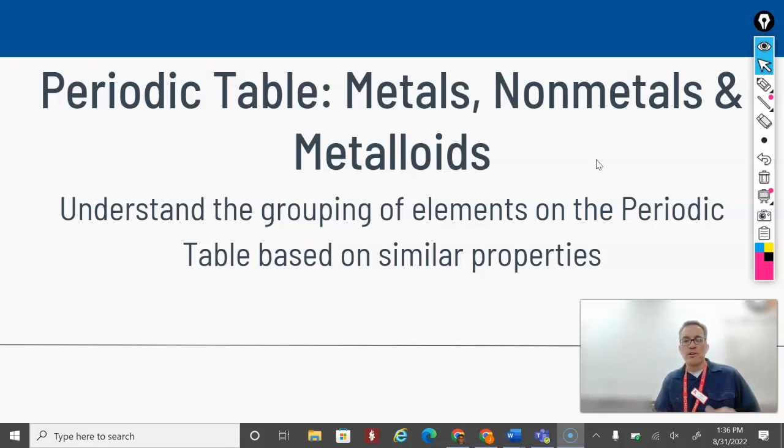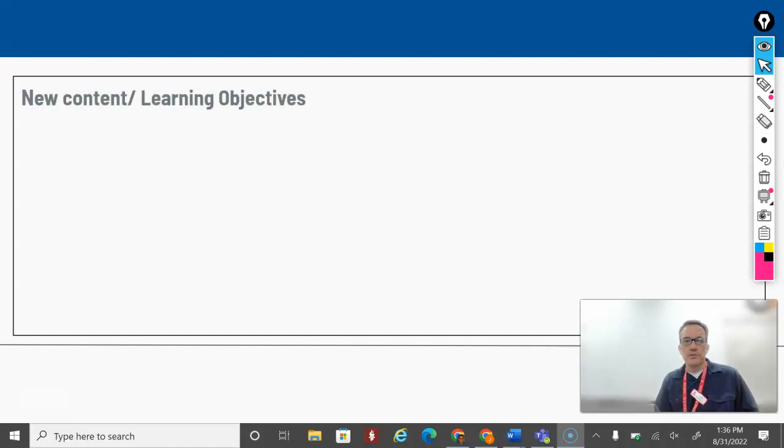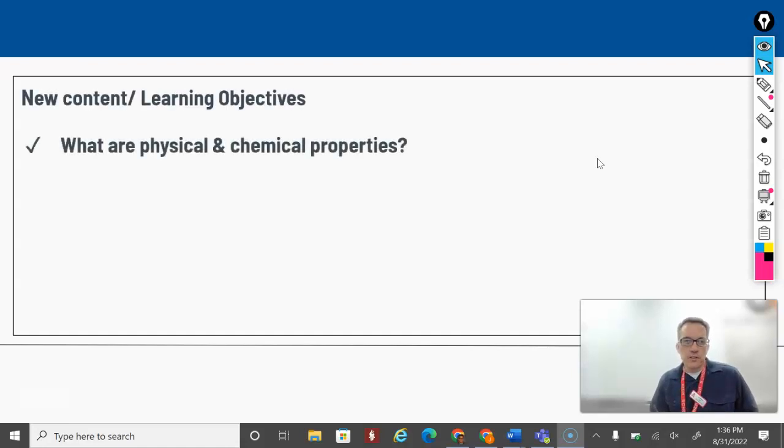And hopefully by the end of this, just by looking at the periodic table, you might be able to infer some characteristics of an element, even if you have no idea what it is, just based on its location. So our new learning content and objectives are going to be just answering the question, what are physical and chemical properties? Again, that might be a new term for you, for us to think about.